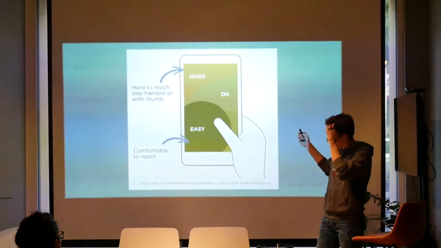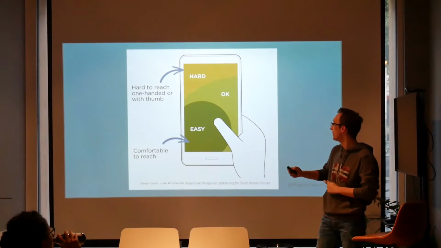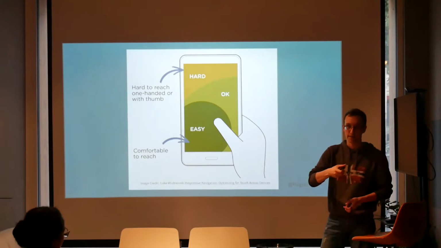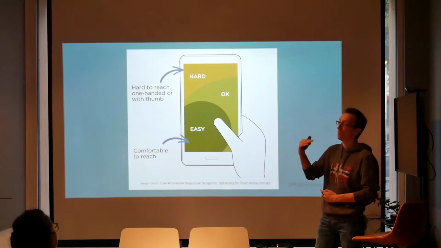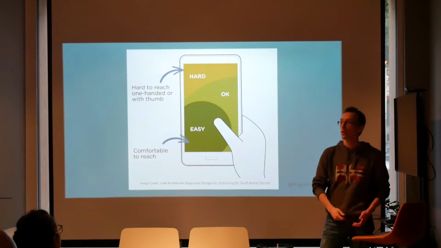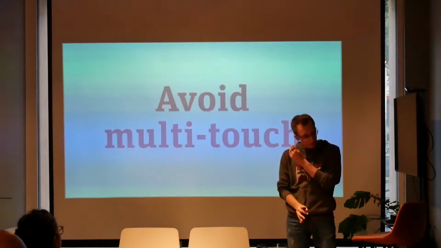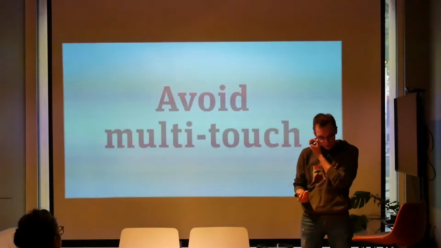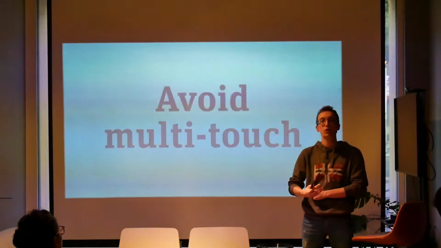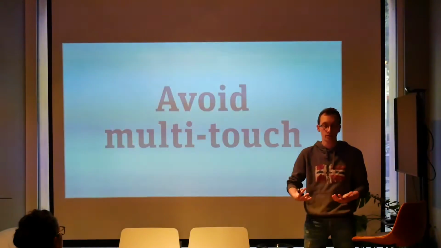This is a very good example from Luke Wroblewski, sorry. So there is one part on the screen of any kind of mobile phone that is easy to reach, and there's the top part that is very hard when you have only one hand available. So maybe don't put your navigation there. We should avoid multi-touch, and when I say avoid here, it's not removing it altogether. It's more making sure they're not the only way of performing an action.